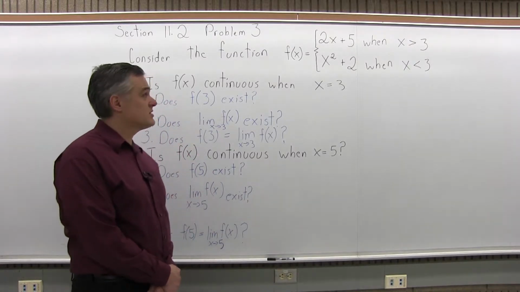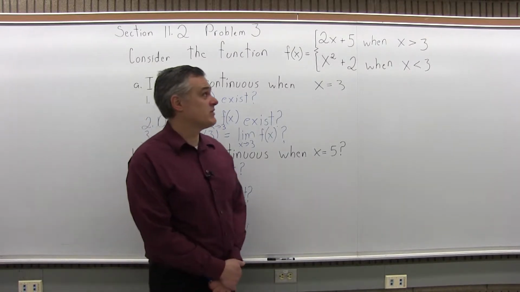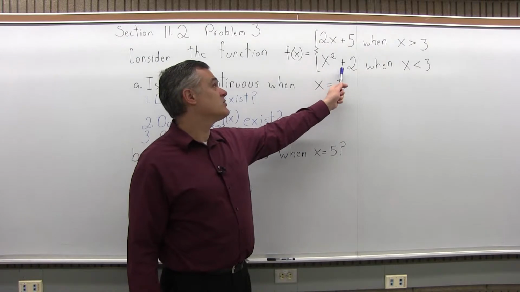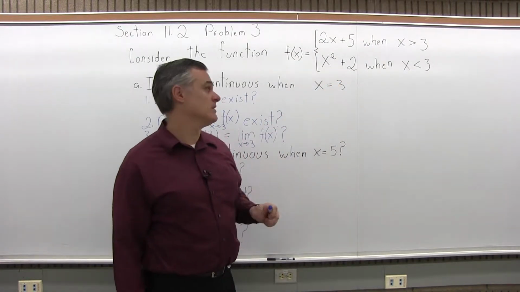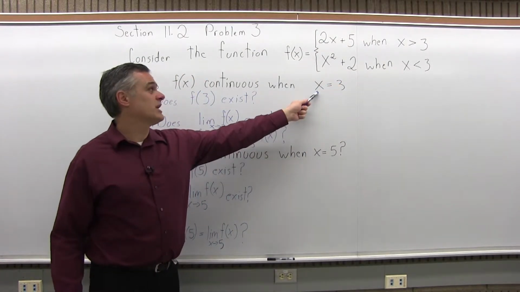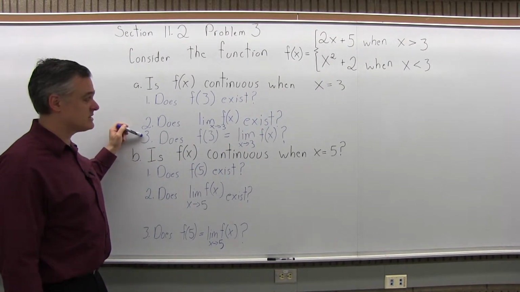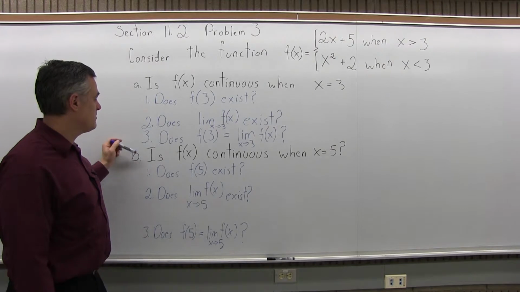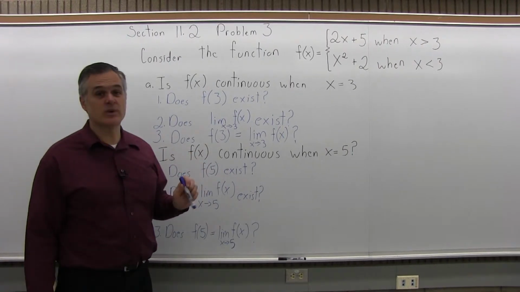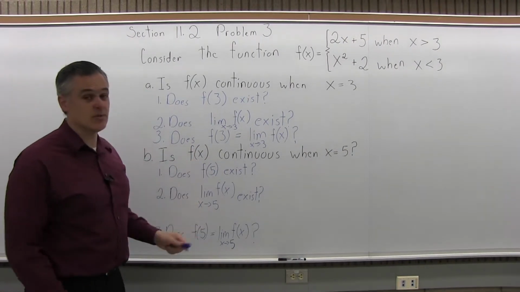It says, consider the function f of x equals 2x plus 5 when x is greater than 3, and x squared plus 2 when x is less than 3. Part A: is f continuous when x equals 3? And we have to answer the same three questions we always answer for continuous functions. And part B: is f of x continuous when x is 5? And again, you answer those same three questions.